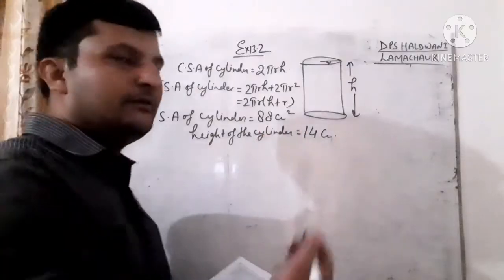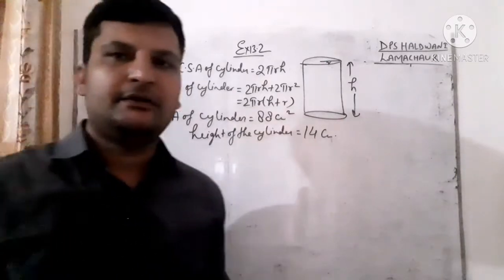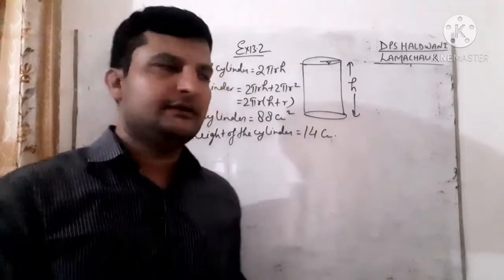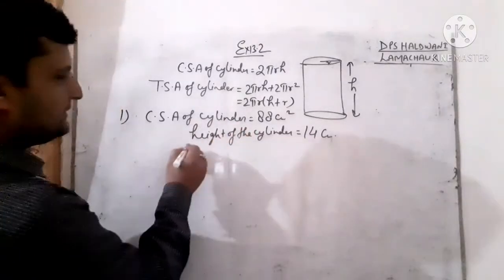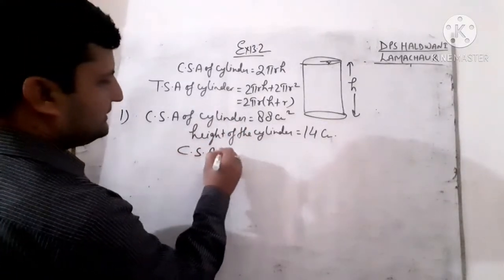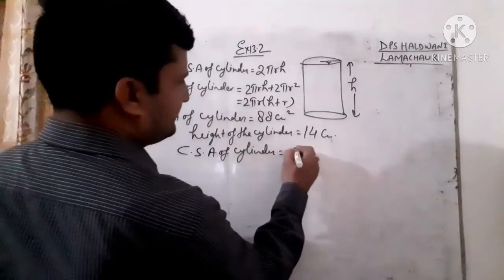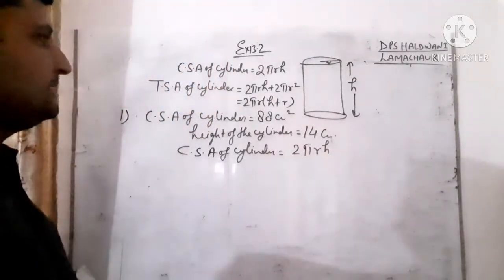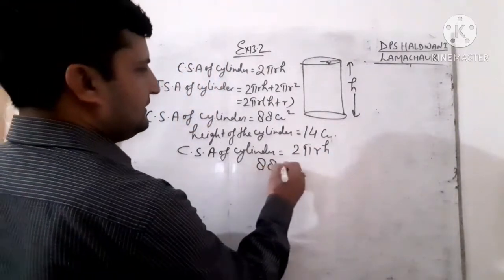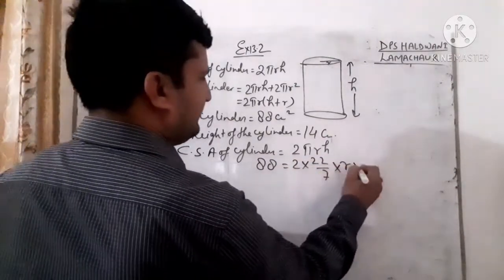First of all we have to find the value of r. R means radius, and then we will multiply it by 2. That will be the diameter of the cylinder. So what we have to do? CSA of cylinder is given. So we can use the formula CSA of cylinder is equal to, student, 2 pi r h. So CSA of cylinder, it is coming 88 is equal to 2 into 22 upon 7 into r into h.